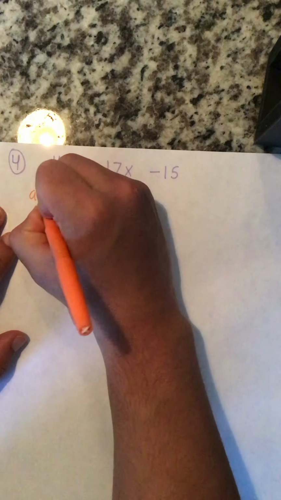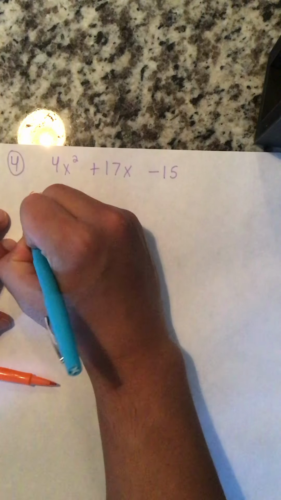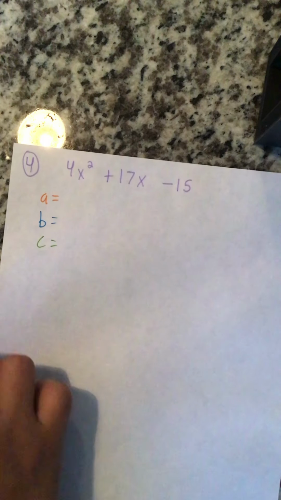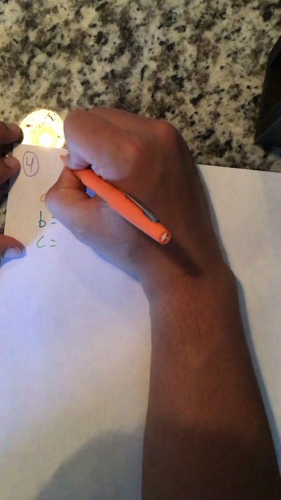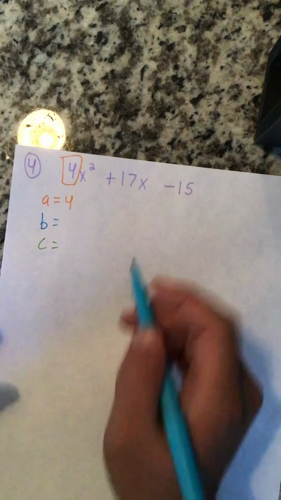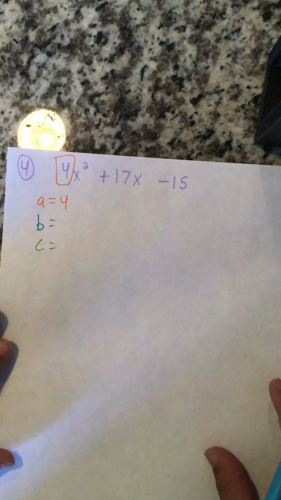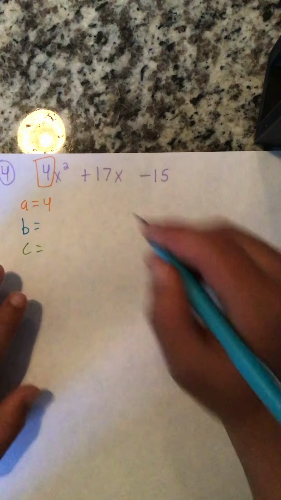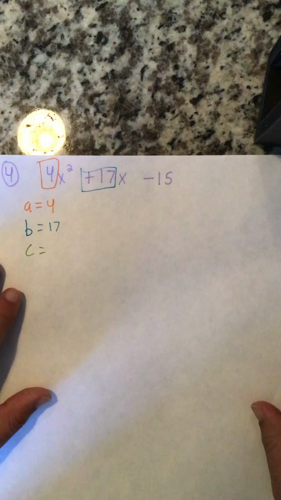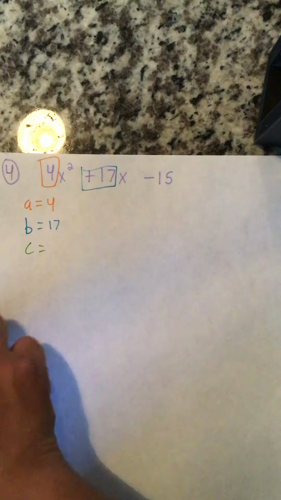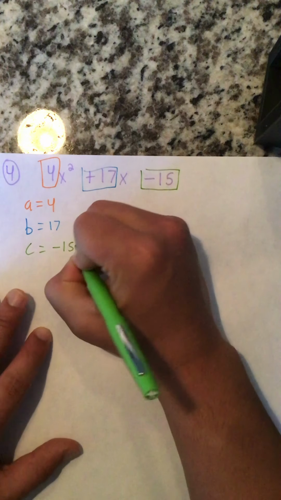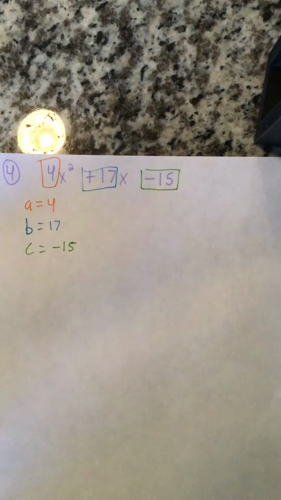So I have A, B, and C, okay? So A, remember, it's whatever's in front of x squared. So A, boom, 4, just like that, okay? Easy. B, it's what's in front of just the plain old variable. So with no exponent, no nothing. So I get my B is 17, okay? Then we get our c. Remember, c is the constants, whatever's in the back. So c, I get negative 15. Okay? Easy.